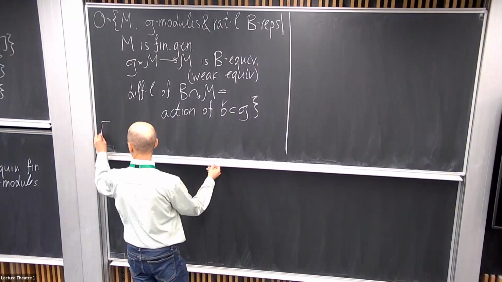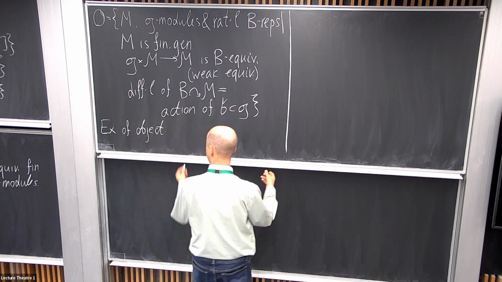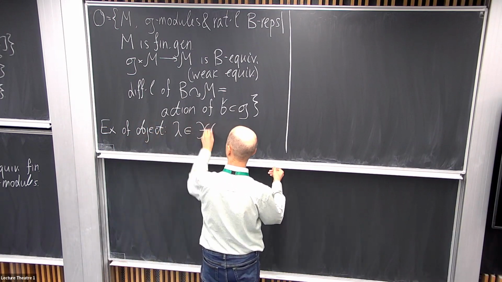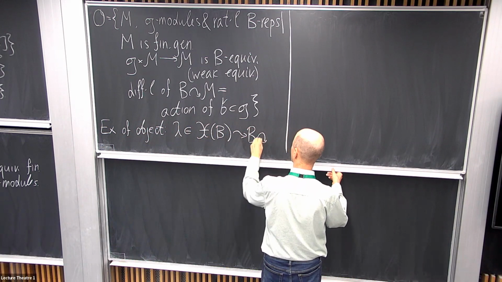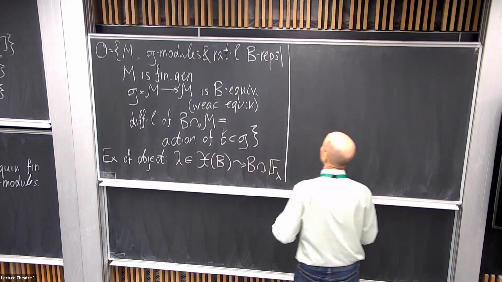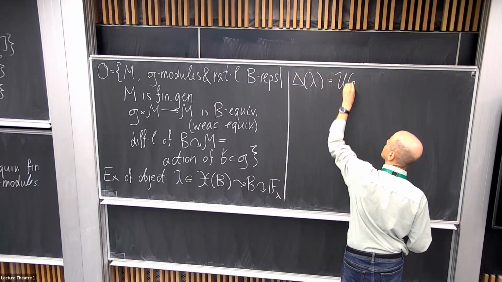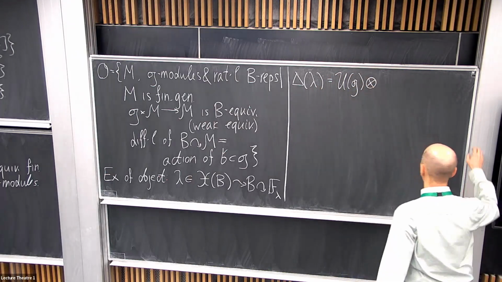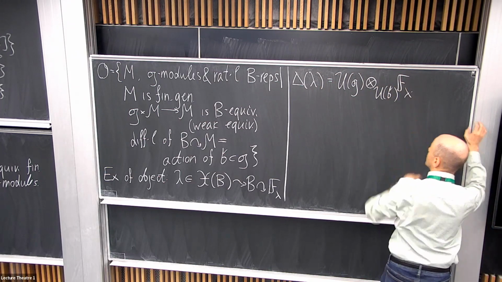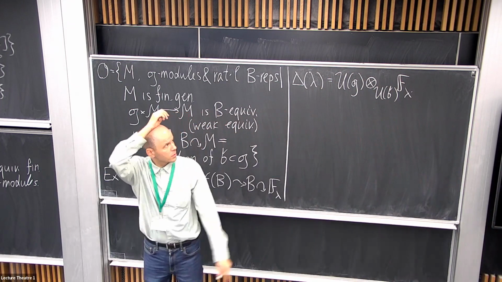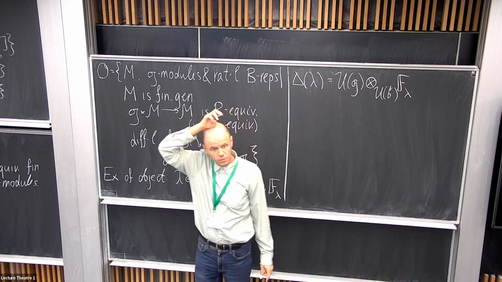Let me give you an example of an object. It's a Verma model. So if I pick lambda, which is a character of the group B, I can form the corresponding representation F lambda. And then I can define the object delta lambda, which is going to be the induced module from U of b to U of g from F lambda. This has a Lie algebra action. It also has an action of the group B. Okay, and it's an object in category O.